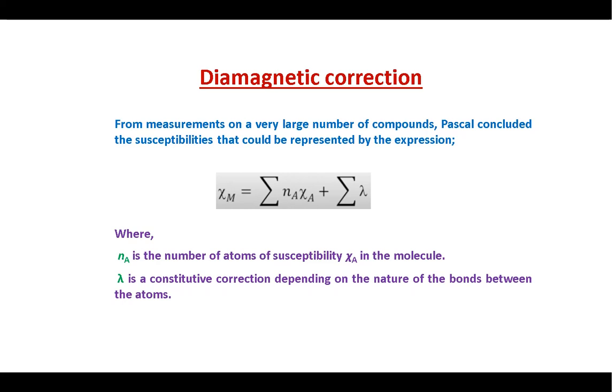chi_m is equal to summation Na chi_a plus summation lambda, where Na is the number of atoms of susceptibility. Lambda is a constitutive correction, depending on the nature of the bonds between the atoms. In this expression, chi_a is not the theoretical atomic susceptibility, but is a purely empirical constant, derived from the measured susceptibility.